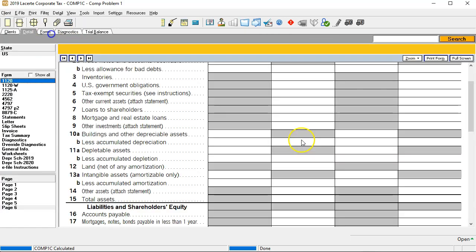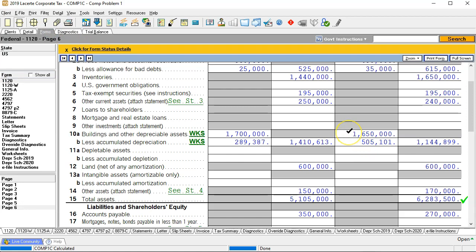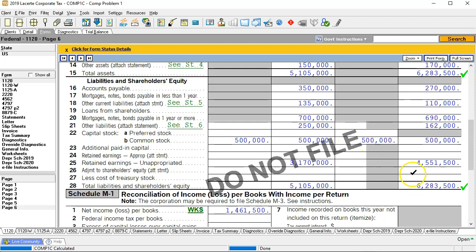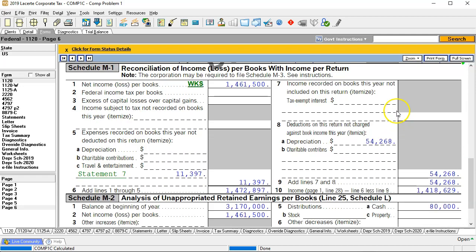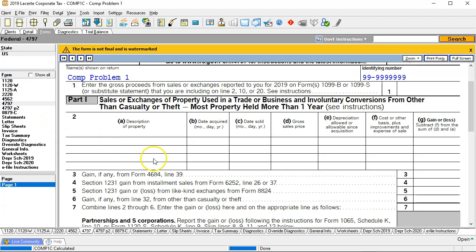I'm going to go back to the forms. So we have the 1650, that looks good, and the 505, and we're still in balance here. That looks good, and we still are looking good here. So there we have that. That's going to be kind of the most, again, that depreciation, sale of equipment, kind of the most difficult types of transactions.